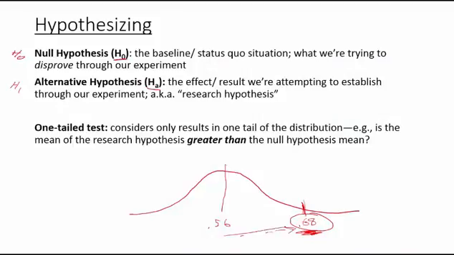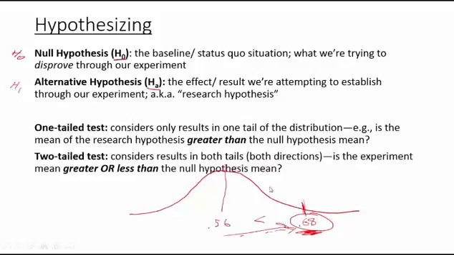And we're basically saying, is this value greater than this value? We might also work with two-tail tests, where we consider results in both tails. We basically are saying, is the experiment mean greater or less than the null hypothesis mean? Or in other words, we might be saying here, is the experimental mean just equal to or not equal to the null hypothesis mean?